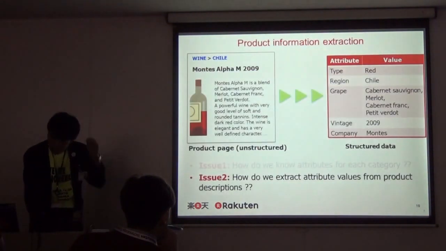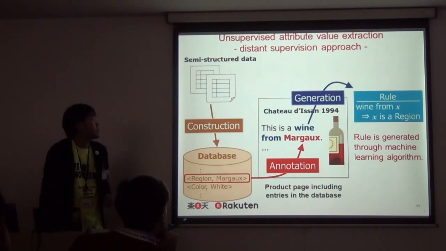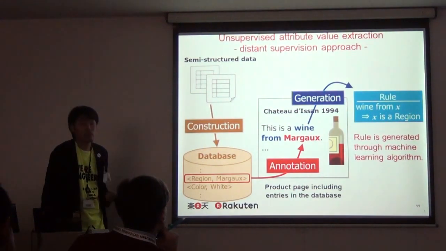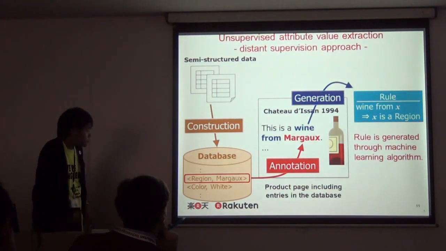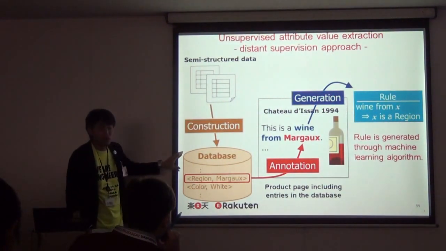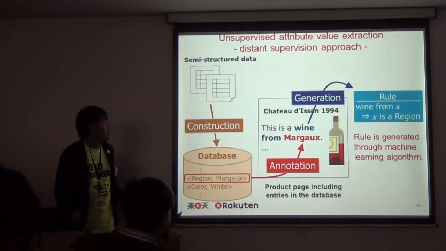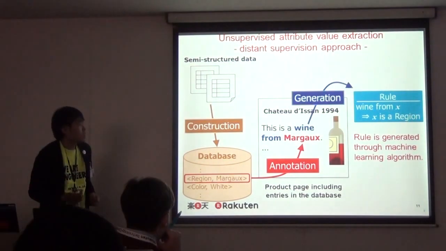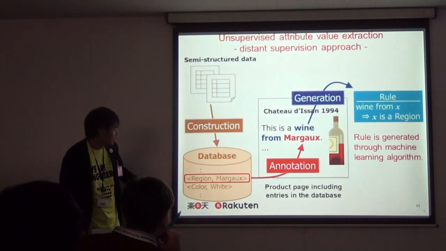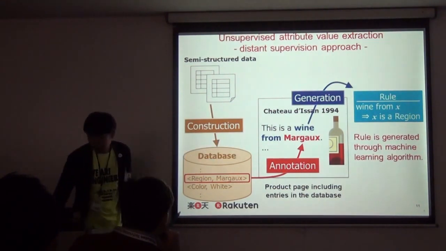Okay. For the second issue, we propose an approach based on distant supervision. Distant supervision is one of the unsupervised methodologies. As I mentioned, we already successfully constructed a product database, a small database like this. So we leverage it to extract the product attributes in full text. At first, we annotate the product attributes in the database to the full text like this.